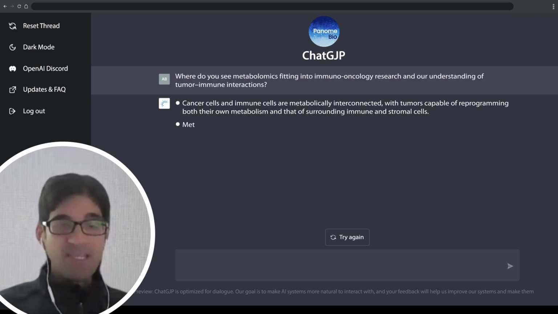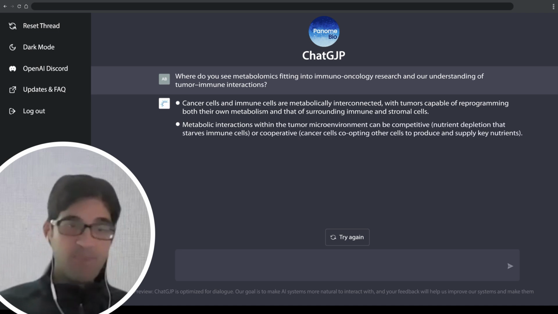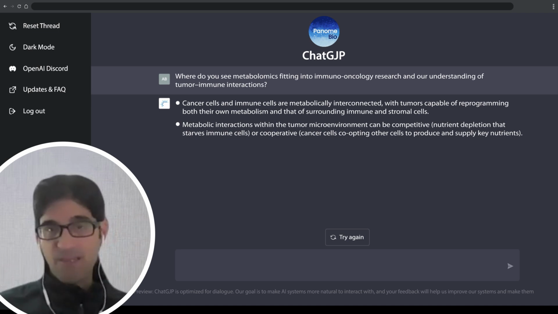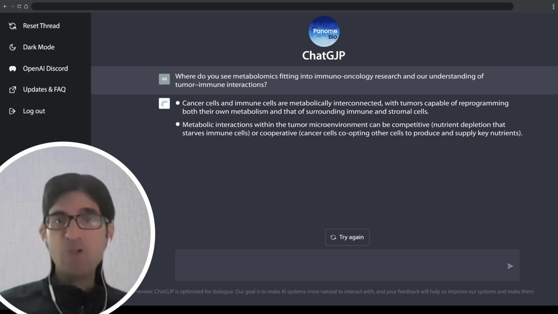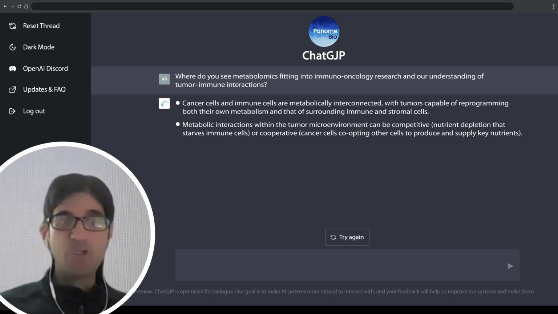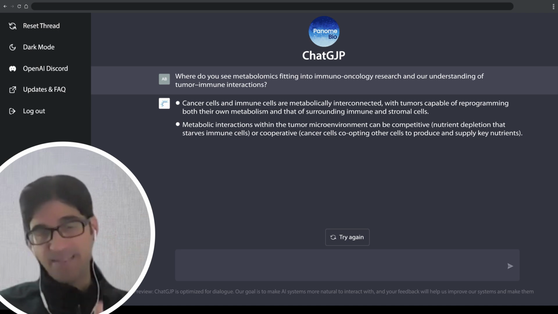And that is, they can interact competitively or they can interact in a cooperative way. And so let me just take a minute to tease that apart. What I mean by competitively is that, and there are examples of this already between immune cells and cancer cells, if one cell type consumes all of a given nutrient, and it has a much higher avidity for that given nutrient, it can actually prevent the other cell type from accessing that nutrient.